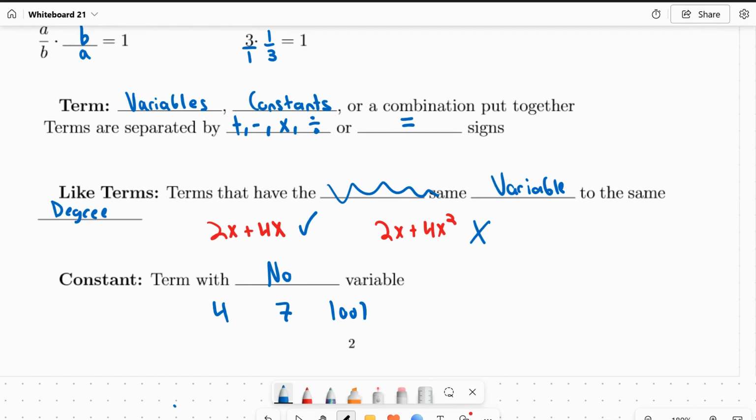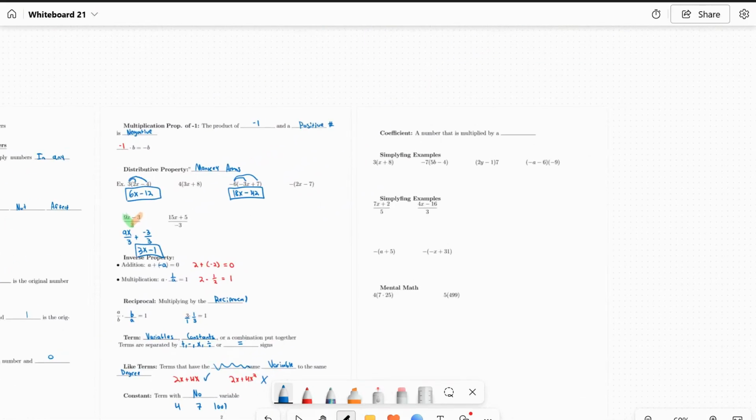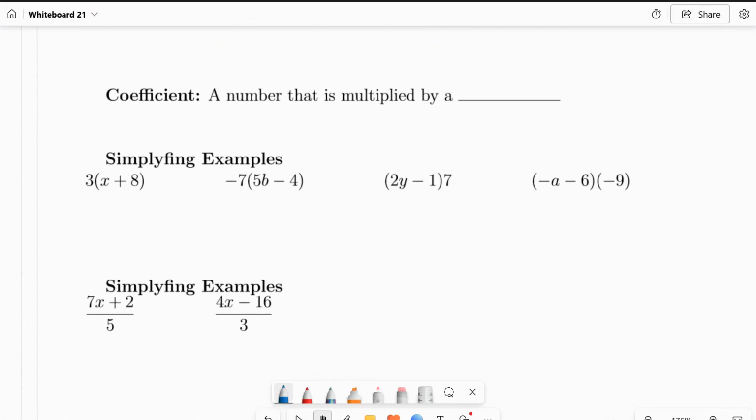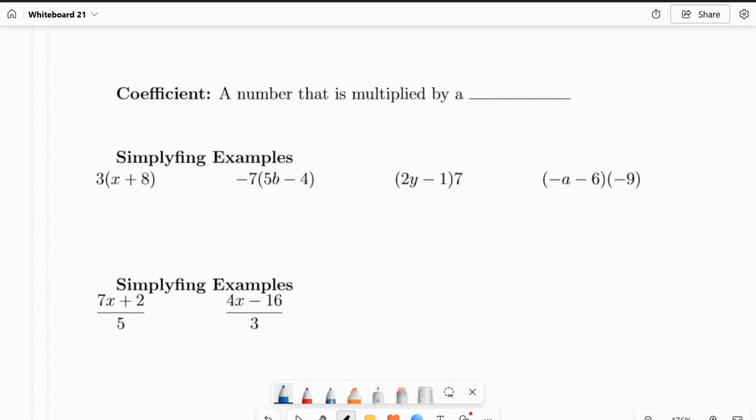All right. The final section here. We have our last vocab term for this lesson, which is coefficient. A coefficient is a number that is multiplied by a variable. Think about that as like if we have 3x or 8x to the 5th power, your coefficient is just that number that is out in front. So in this case, it would be 3, and in that case, it would be 8.